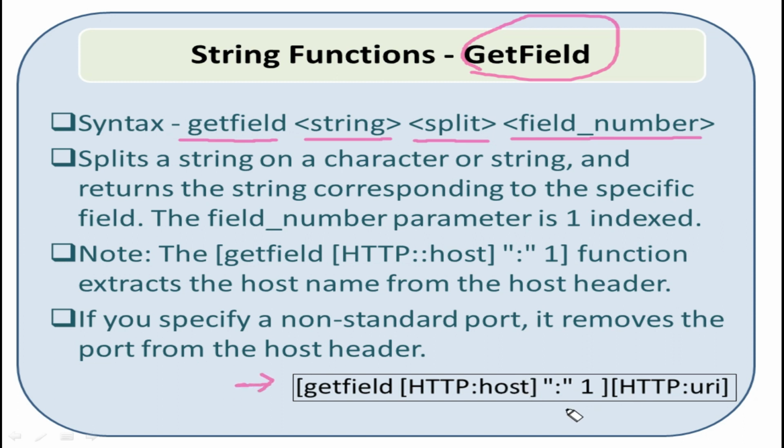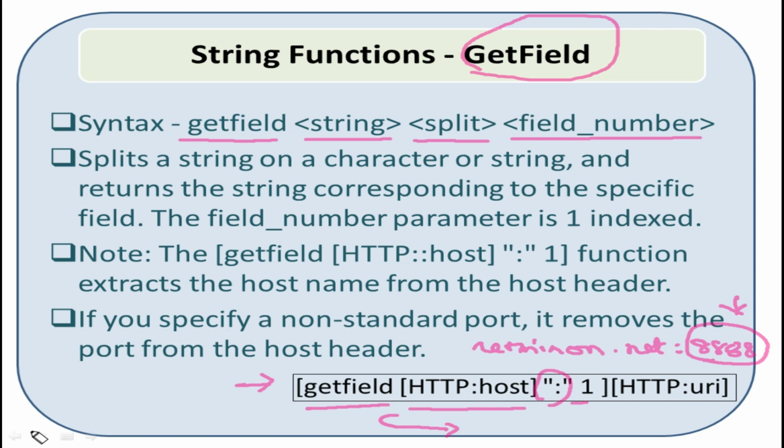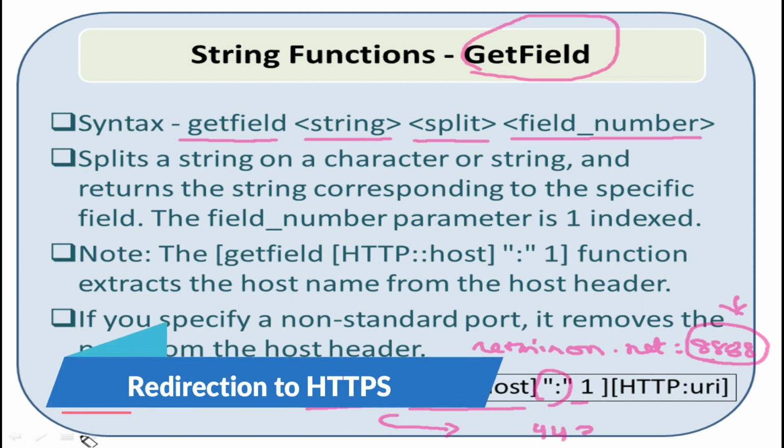What we are going to use is the getField function, and here I am telling it I want only HTTP host, then the delimiter is colon, and after that 1. So if you are using netminion.net and a colon, maybe it is using port 8888, I am just removing this part, and by doing so I can get only netminion.net and I can redirect it to another port, maybe 443.